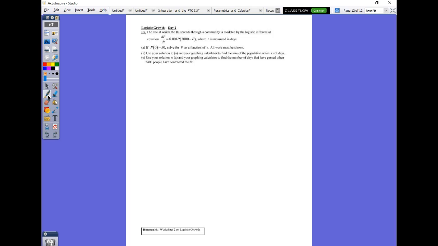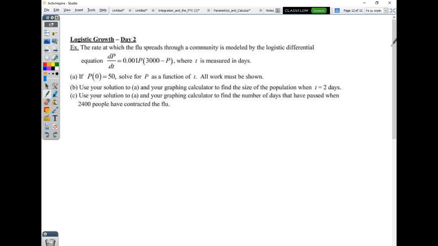With that said, one of the things we're interested in is how on earth you would solve this if we had to. You can see that we've got dP/dt equal to 0.001 P times the quantity 3000 minus P. Our goal is to find the specific solution when P of 0 is 50. I realize that this is separable, so I can rewrite it as dP over P times (3000 minus P) equals 1/1000 dt.